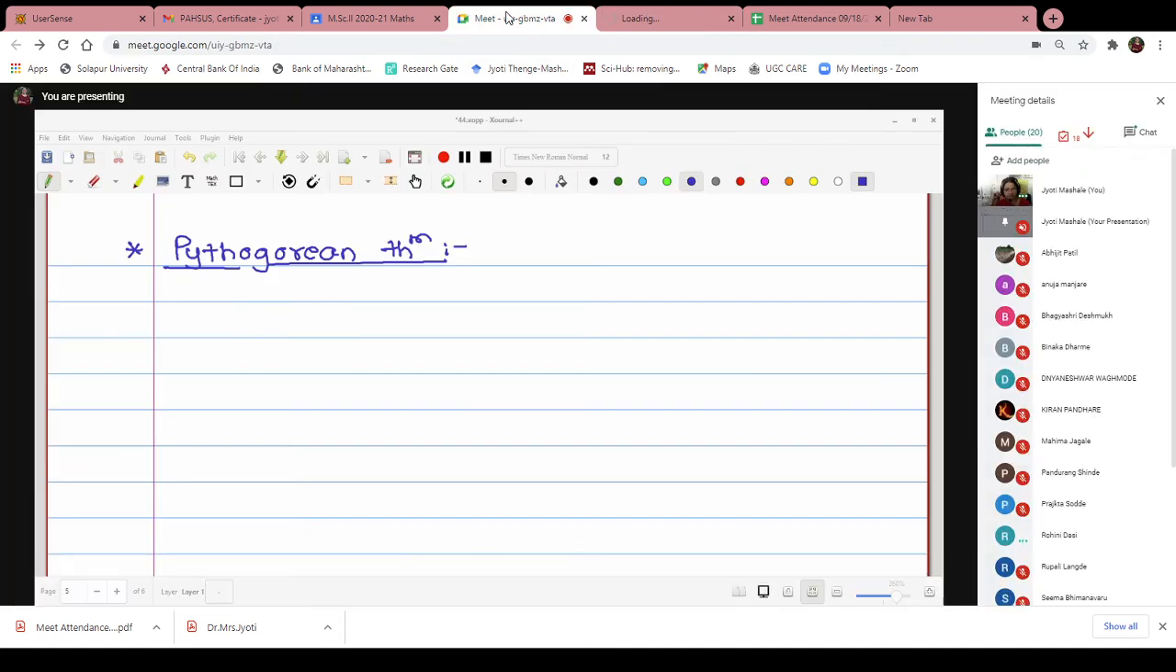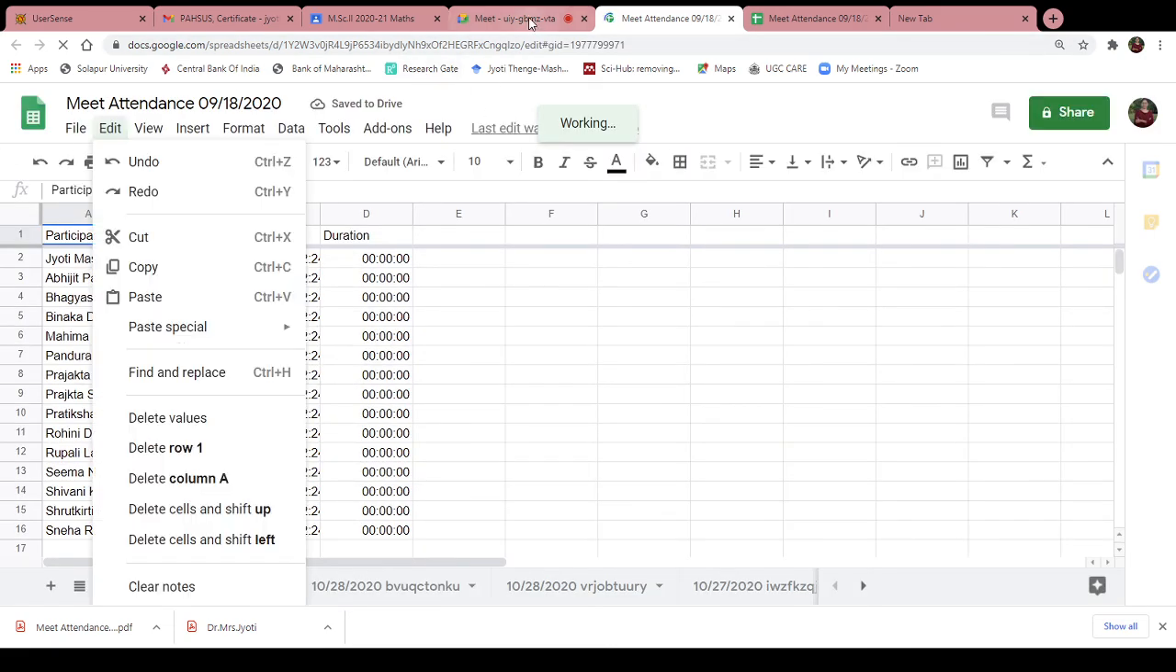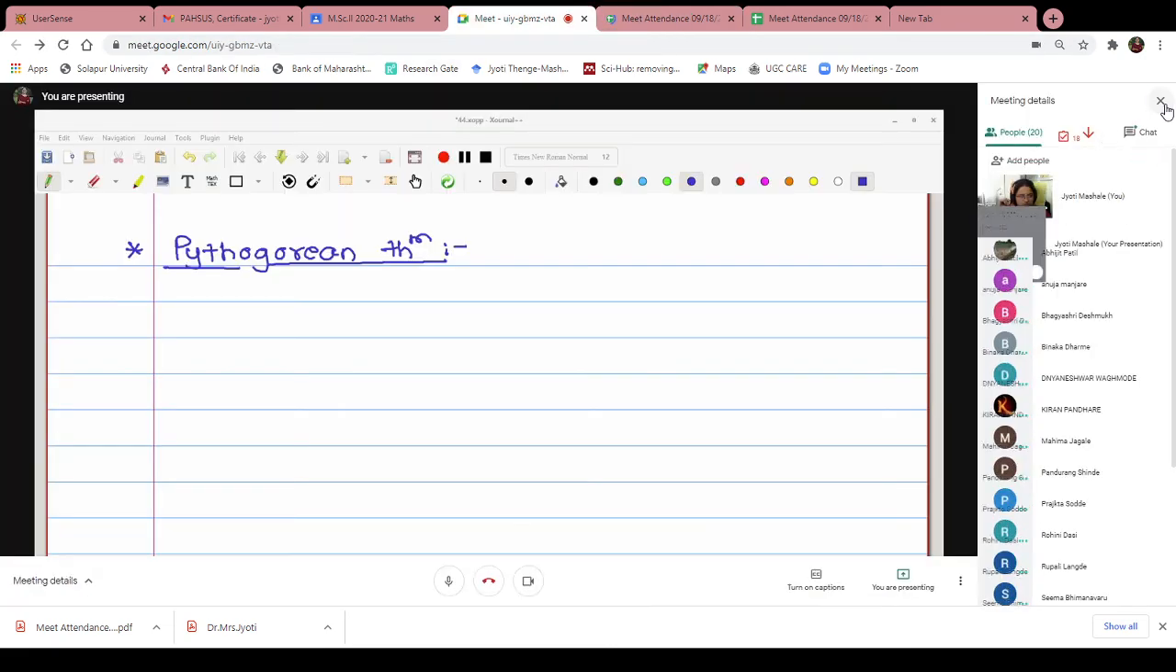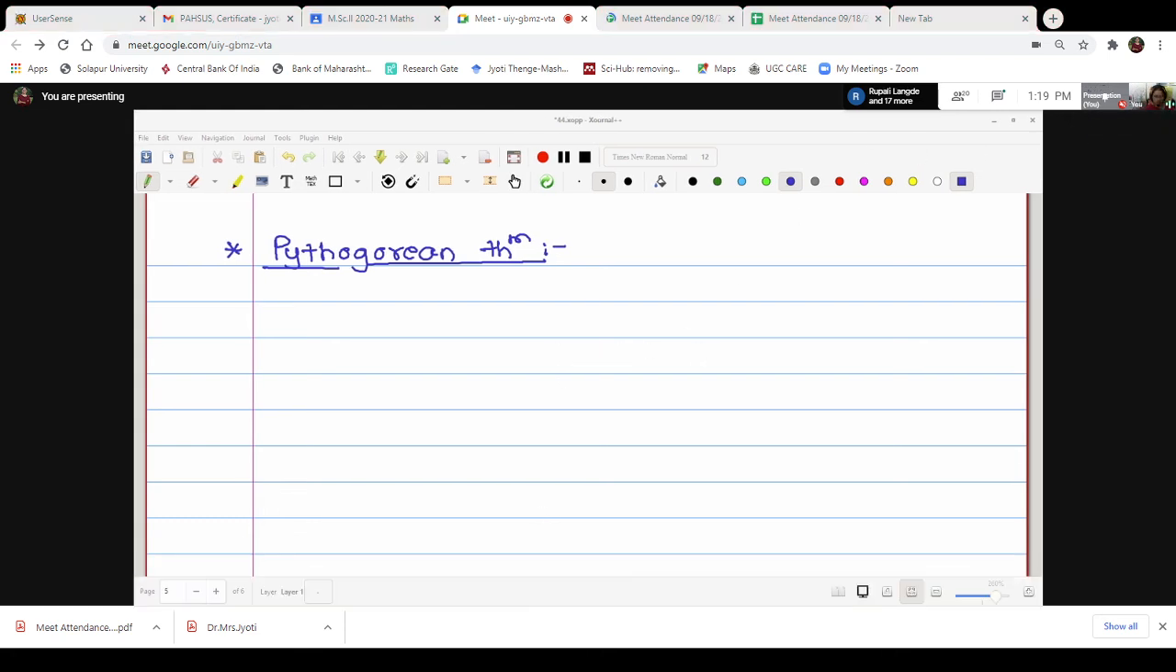Yes students, what is the Pythagoras theorem? The square of the hypotenuse is equal to the sum of the squares of the sides of the angle. Right triangle. Right. Square of hypotenuse is equal to the sum of squares of the sides of a triangle. Means like this.